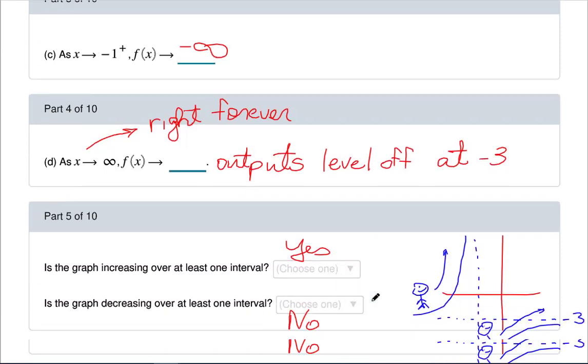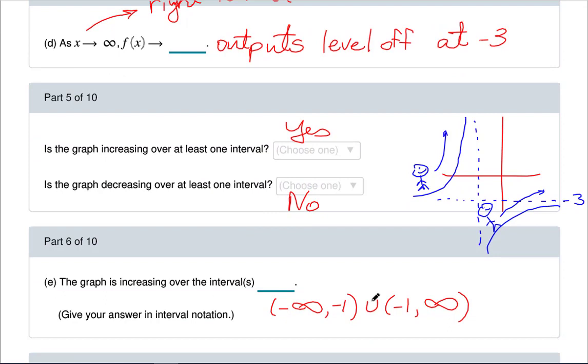Now let's see, is the graph increasing somewhere? Well, let's see. If we're walking from left to right, I'd be going up here. I'd come in from -infinity and I'd be walking up there. So yes, it is increasing. Are we ever going down? Are we decreasing? No.